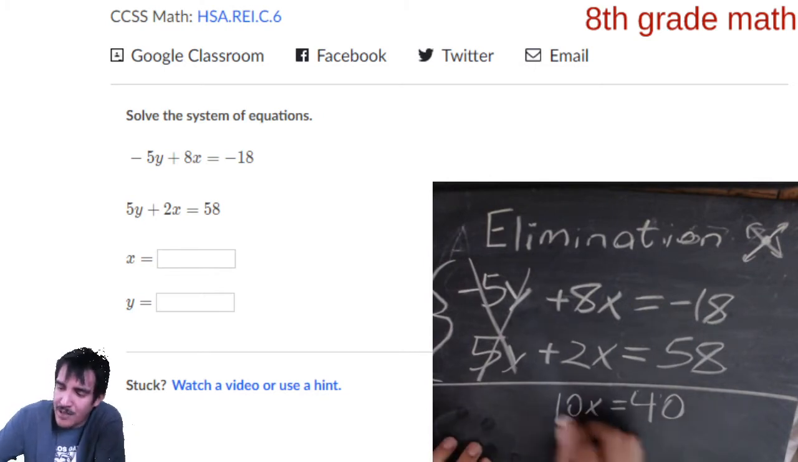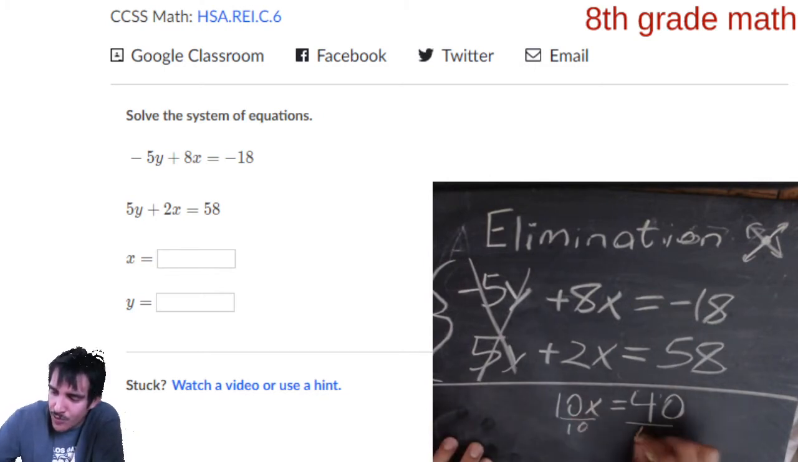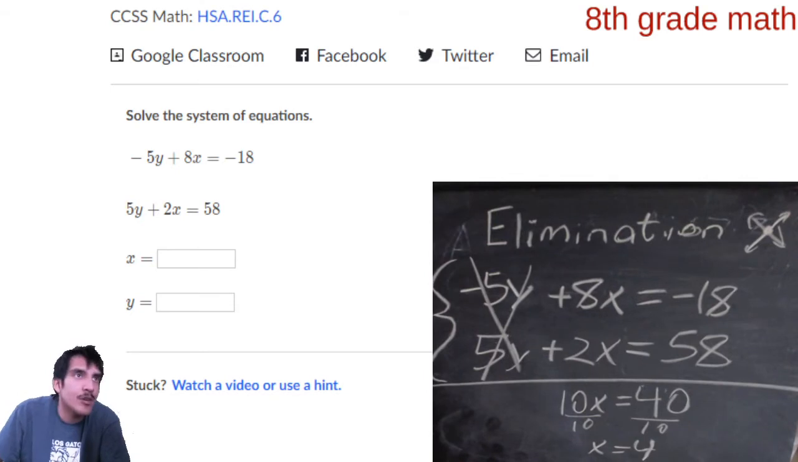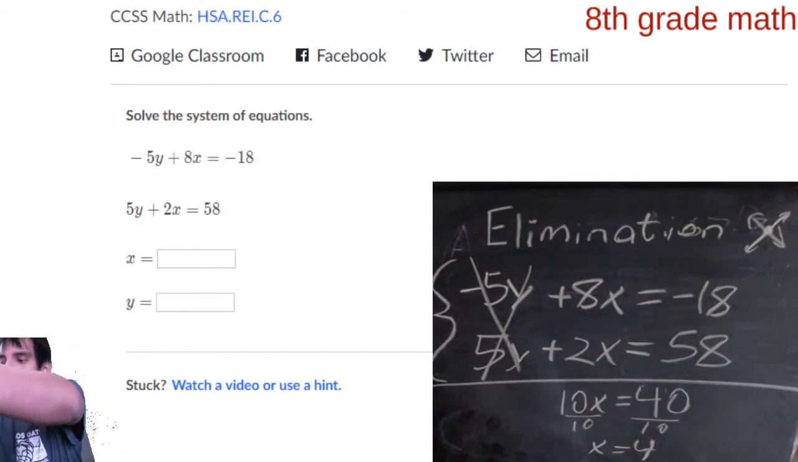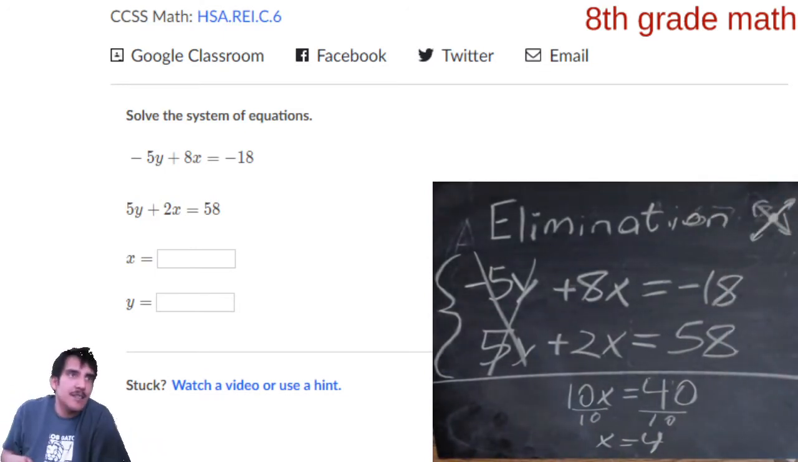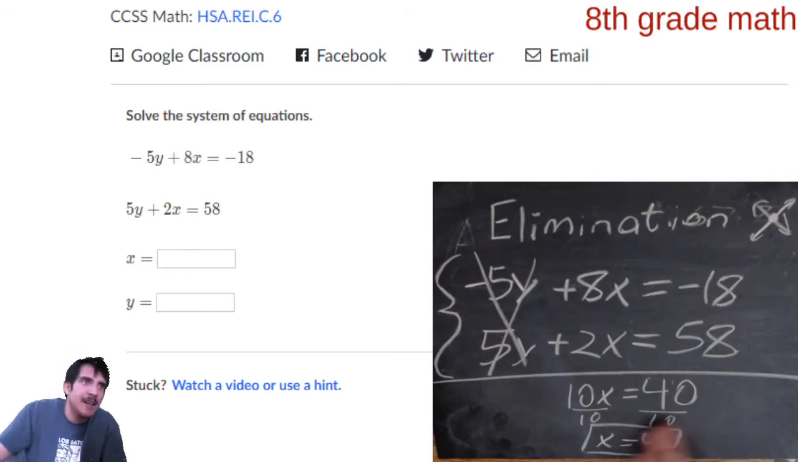And if you divide each side by 10, which you should hopefully know how to do by now, you get x equals 4. Okay, can I move the camera a little bit closer here? Yeah, I can. There we go. x equals 4, which is good, but we still need to find out what y equals.